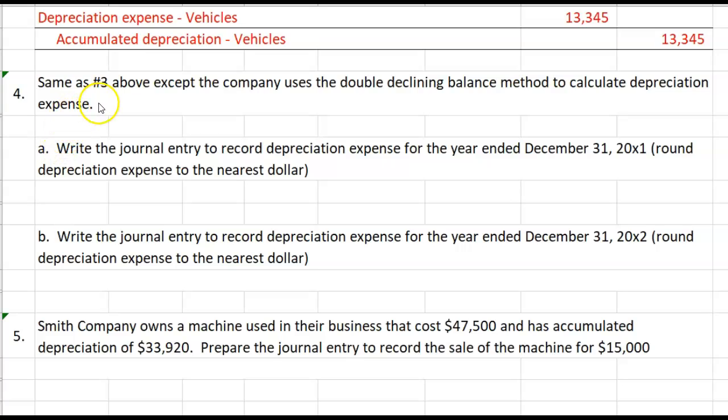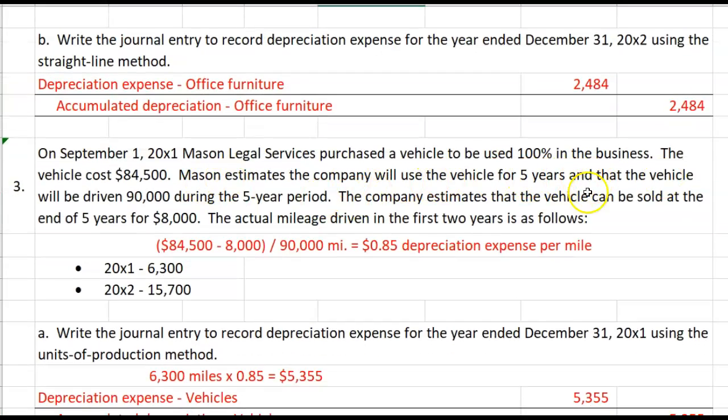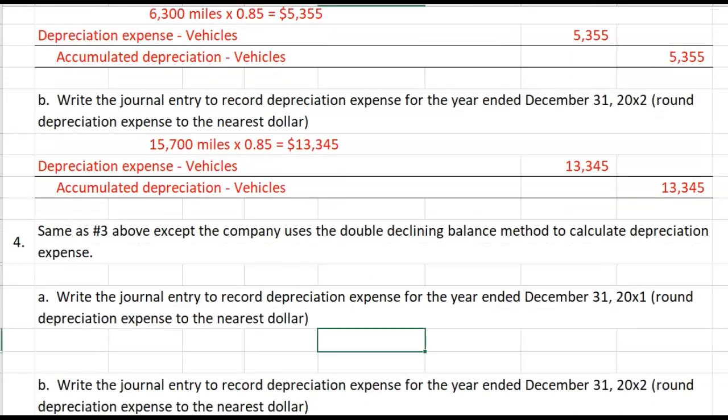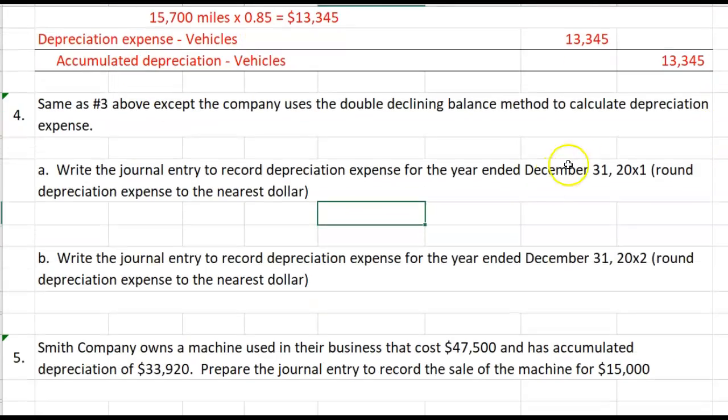Question number 4 says that we're going to use the same facts as in question number 3. It's this vehicle that was purchased. But instead of using units of production depreciation, we're going to use the double declining balance method to calculate depreciation expense. So number 4A says write the journal entry to record depreciation expense for the year ended 20X1. And it says to be sure to round depreciation expense to the nearest dollar. And Part B says calculate the expense for 20X2 and write the journal entry.